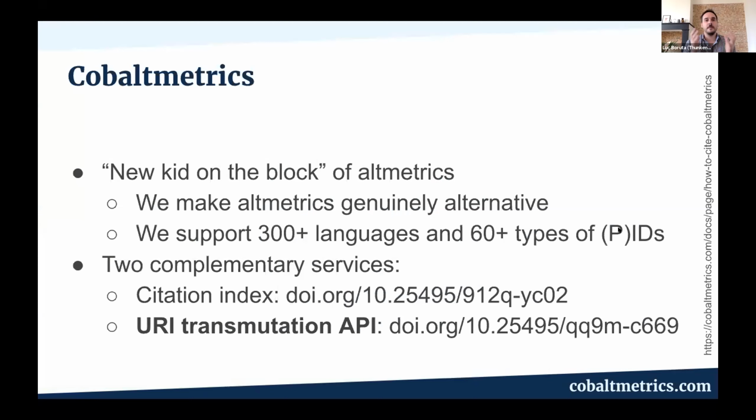Yes. So our main project is called Cobaltmetrics. We've been described as the new kid on the block of altmetrics. We make altmetrics genuinely alternative by supporting more than 300 different natural languages and more than 60 types of identifiers and persistent identifiers. Not all the identifiers that we support are persistent, and that's kind of the point of this talk. There are two complementary services in Cobaltmetrics. One is the citation index, which is similar to Altmetric, Plum, Crossref data, and we're not going to talk about this today. But the other service is called the URI transmutation API, and if the term is new to you, I'm going to explain exactly what that is.